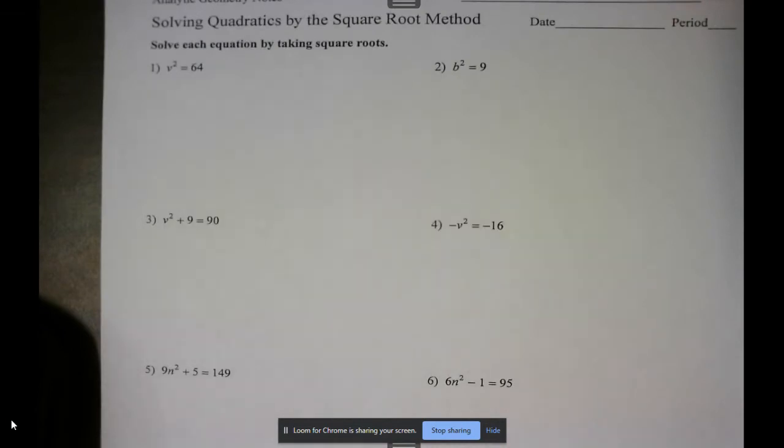All right, so yesterday we talked about solving quadratics, and we used factoring, big X, GCF, that kind of thing. Today we're going to talk about a different method that you can use, which is taking square roots, right? First thing I want to talk about is when you would want to do this.